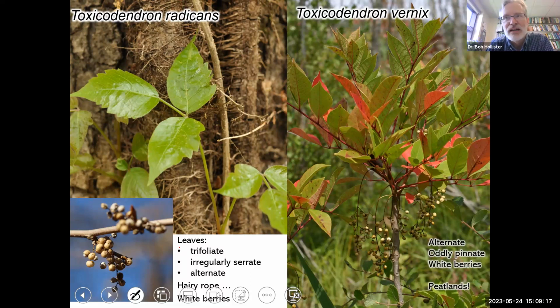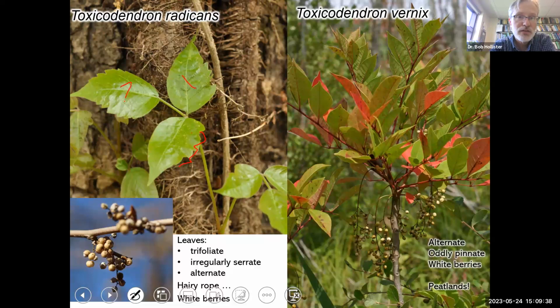So I guarantee every wet area you go to, on the way to getting to it, if it's disturbed, which most of them are, lots of foot traffic, there's probably poison ivy. And these ones are easy. Irregularly serrate, so it looks very much like a maple.